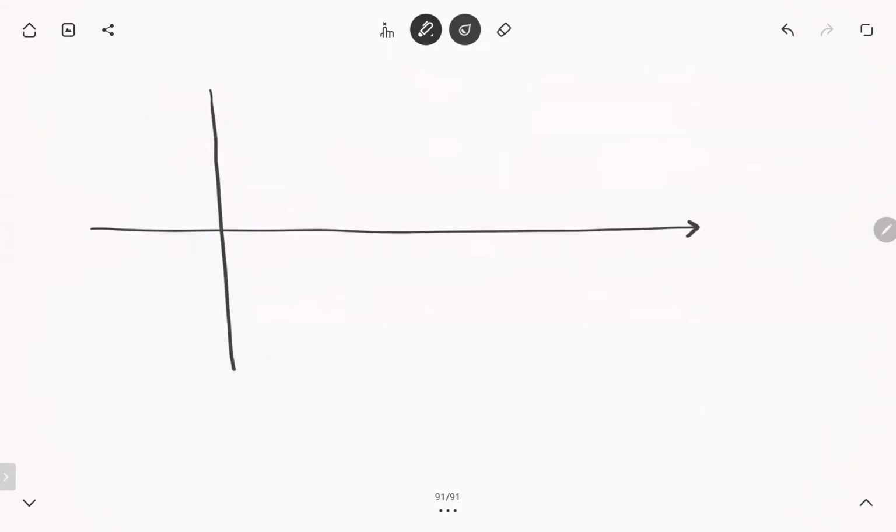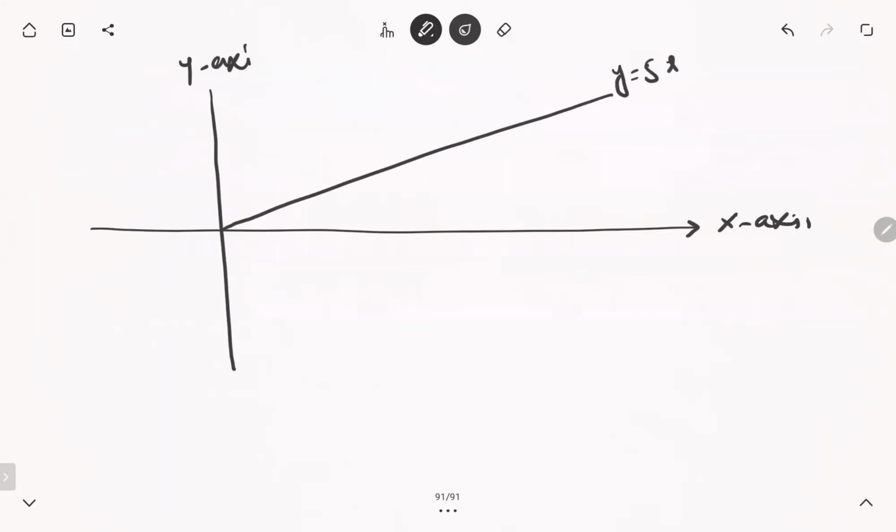Okay, see an example here. Say this is the x-axis and this is the y-axis. There is a line whose equation is y is equal to 5x. Y is equal to 5x means this line is passing through the origin and its gradient is 5. Now, the question is, I'm going to rotate this line about the x-axis.